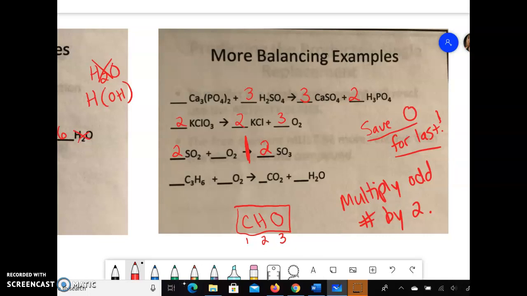So let's go ahead and start with that carbon. We have 3 on the left, so let's stick a 3 right here. Then we're going to move on to hydrogen. We have 6 on the left. We have 2 on the right, so if we put a 3 here, that will give us a total of 6.